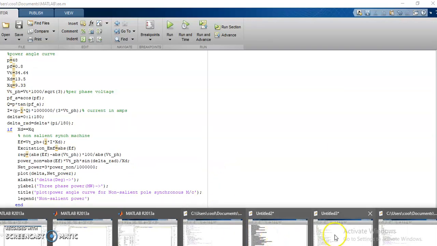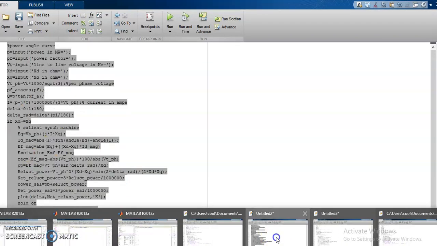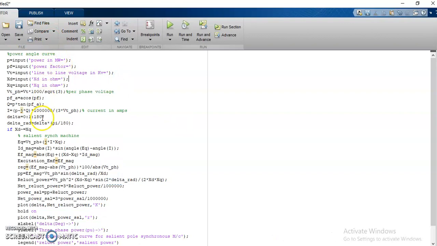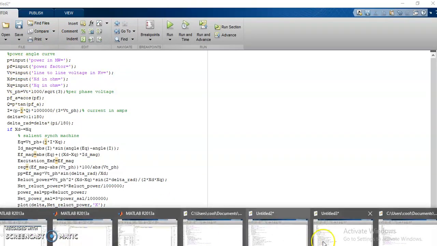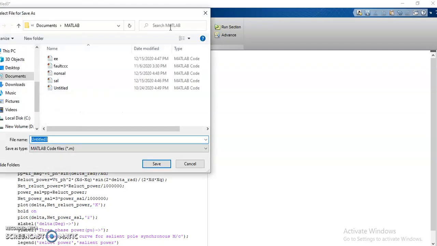Next you have to go for another one. These are all non-salient values. And for salient, instead of defining like this, I will put direct values here. See, I have defined all values directly. P equals 48.8, 34.64, 13.5, 9.33. Both are unequal. Now I will run this, taking direct values.